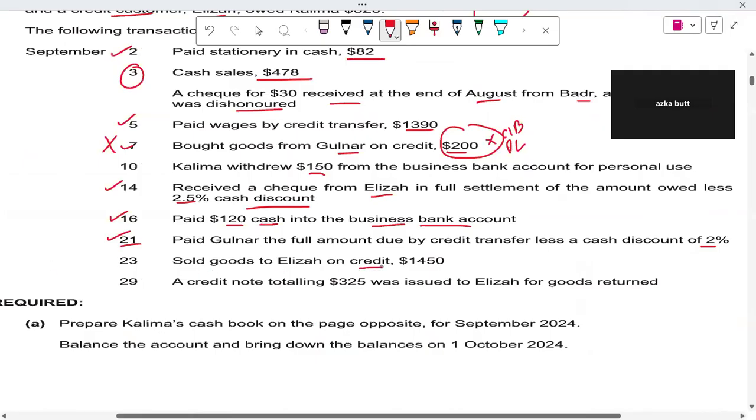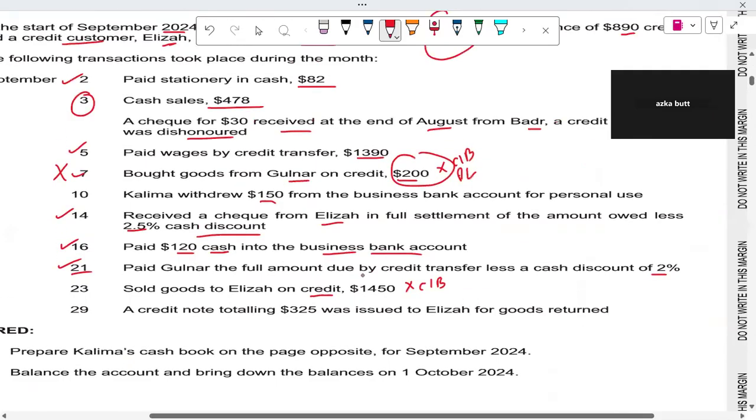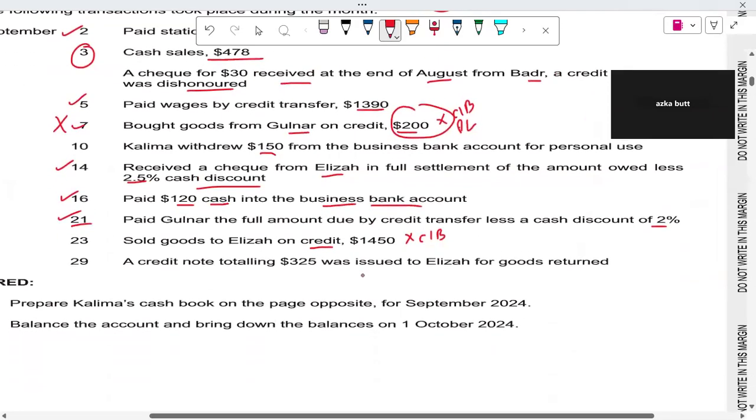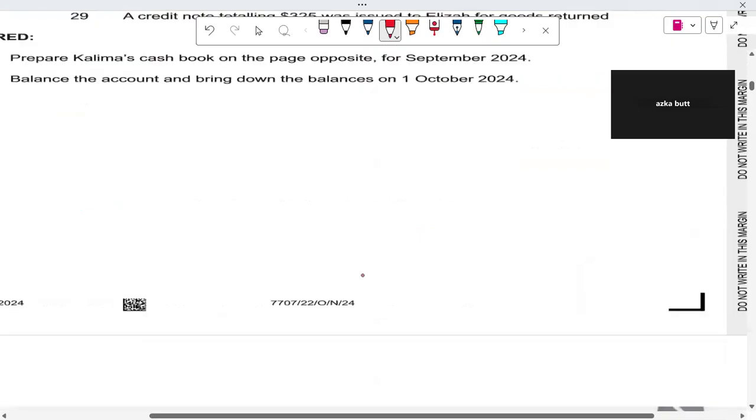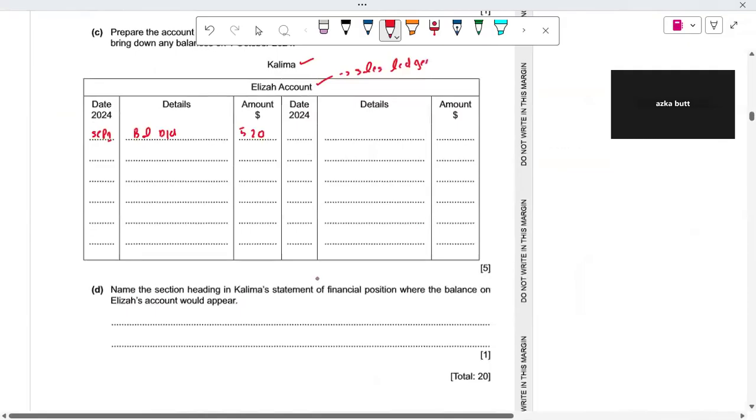Sold goods to Elizah on credit. Again, this is not related to cash book. We will record it in the Elizah account in the sales ledger. Okay, so I think we should prepare the Elizah account with that. Okay, so we sold goods to Elizah on credit. So it means that Elizah has increased. That's why we will record it on the debit side. On 23rd September, we sell goods to Elizah on credit, and this is 1450.